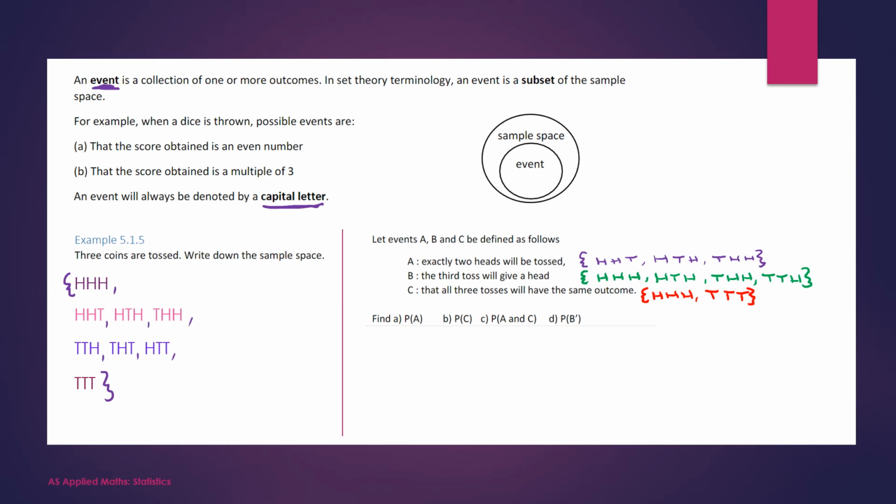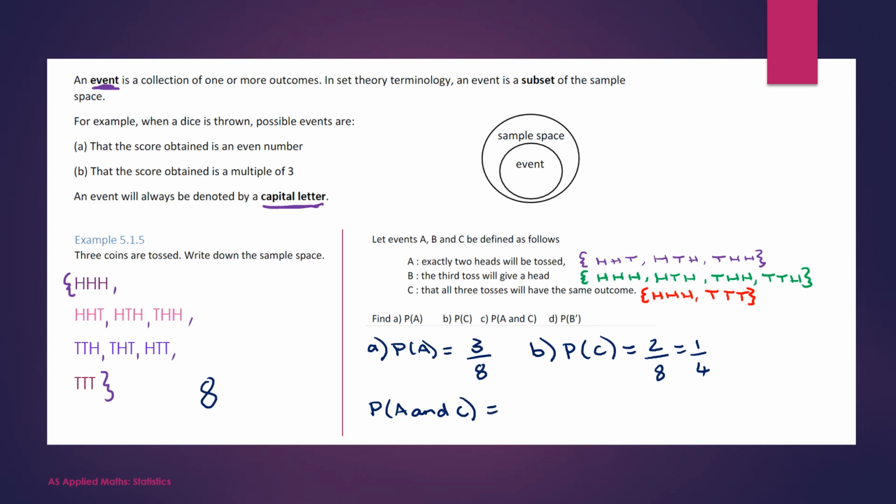So find the probability of A. The probability of A, exactly 2 heads being tossed, and I know because I've taken the time to write this out, I've got a total of 1, 2, 3, 4, 5, 6, 7, 8 outcomes here, and then I have got 3 there, so there's 3 out of 8. Probability of C, so that all 3 will be the same, that's 2 out of 8, also known as a quarter.